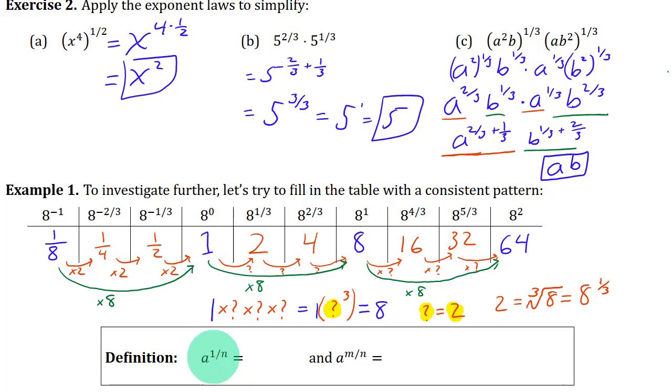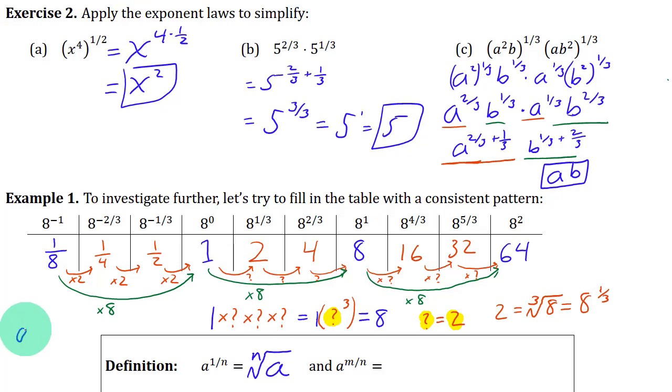So that's going to be the general definition of what a to the power 1 over n is: it's going to be the nth root of a. And what about a to the m over n? What if you have something else in the denominator? Well, let's see. I'm going to write it on the side here. You could think of a to the m over n as a to the m, and then that to the power 1 over n, because you multiply the m times the 1 over n to get m over n.